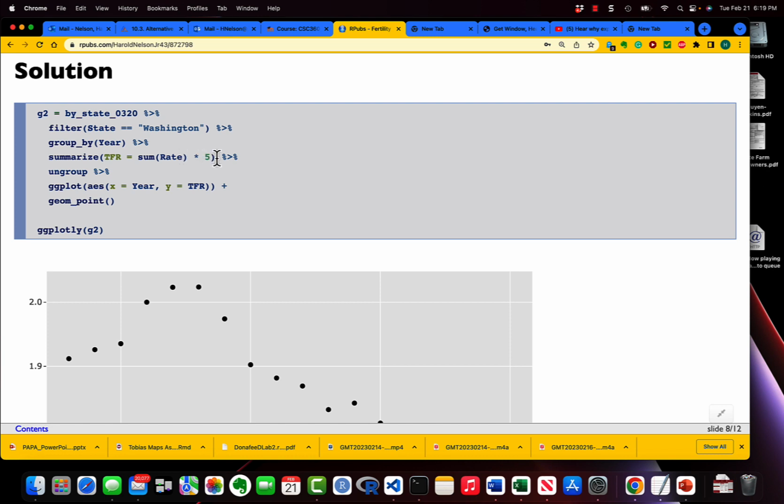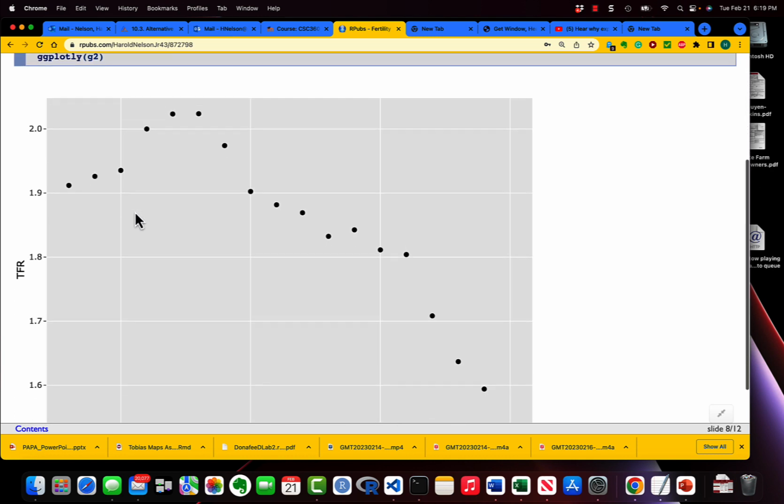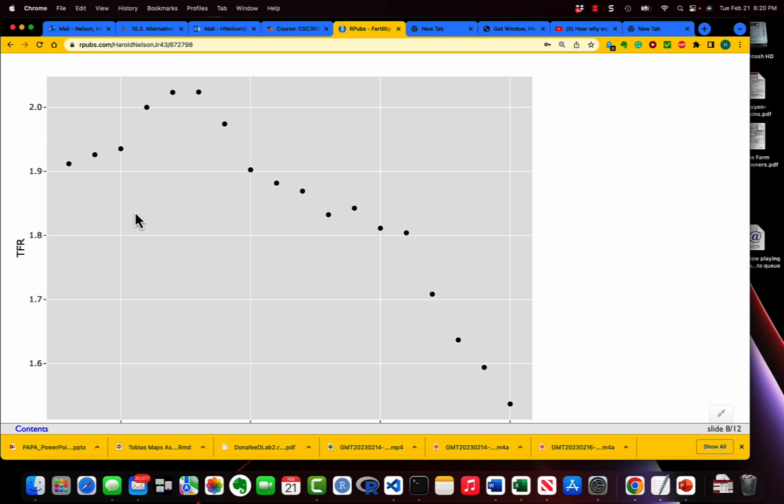Okay? And having done that, then you ungroup, and now we can take that data and ggplot it. On the x-axis we put year, and on the y-axis we put the total fertility rate, and then do a geom_point. And you can see pretty much the same picture that we've been looking at. There's 2007, 2008.